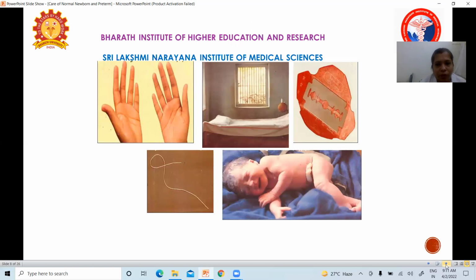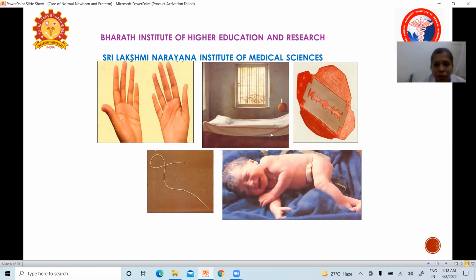Now what are the 5 cleans? These are the 5 cleans given by WHO and they should be strictly followed for attending any delivery, whether it is an institutional delivery or home delivery, everywhere. So what are the components? First is clean hands. We should wash our hands prior to attending delivery.